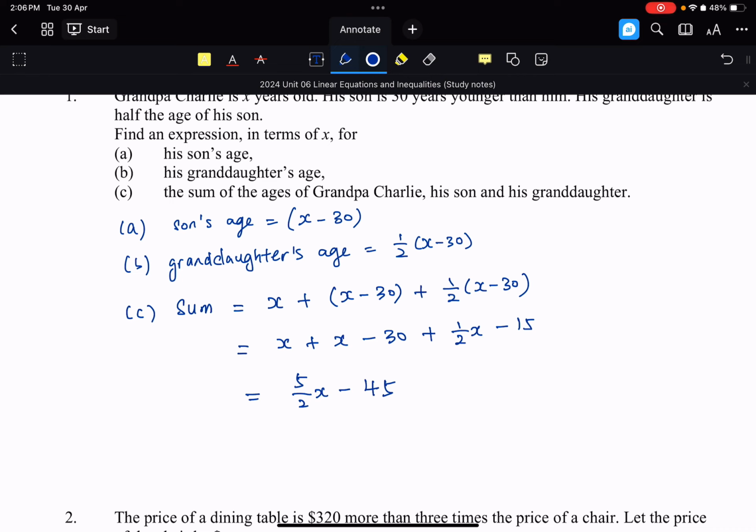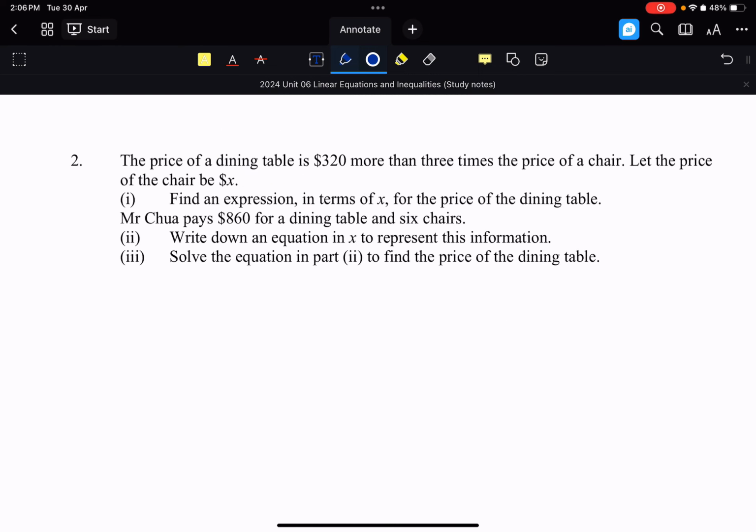That's fine as well, as long as they're equivalent in value, right? So let's move on to the next example.